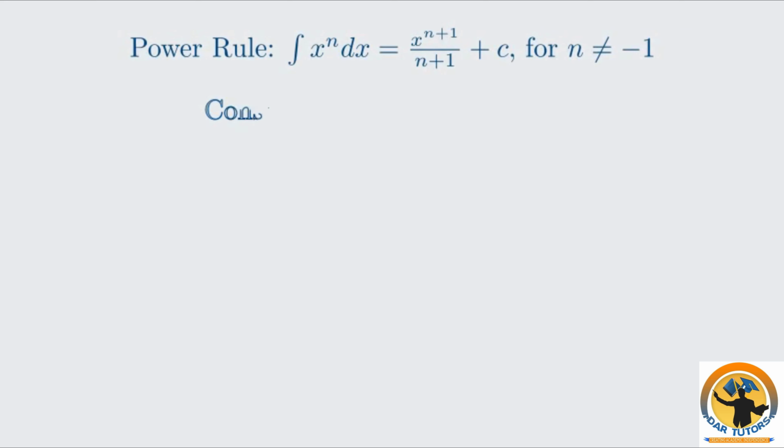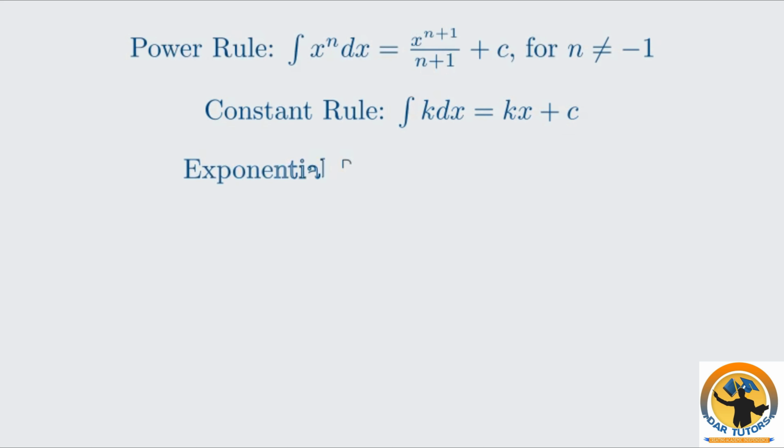Next, the integral of a constant. The derivative of kx is k. Therefore, the integral of a constant k is kx plus c. For exponential functions, the derivative of e to the x is e to the x. So the integral of e to the x is also e to the x plus c. Now for the special case of n equals negative 1.